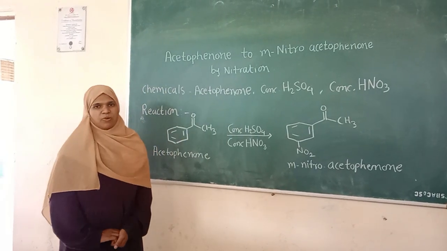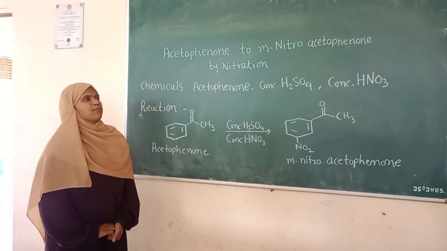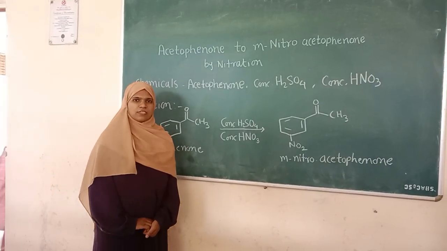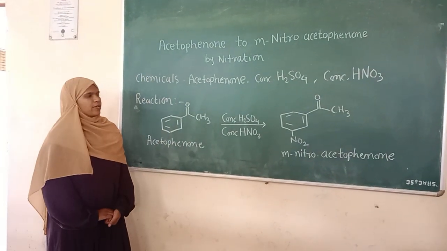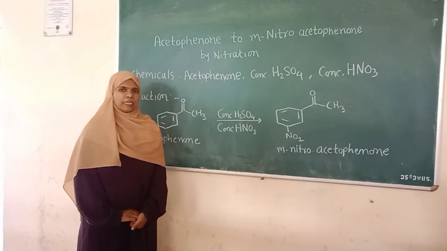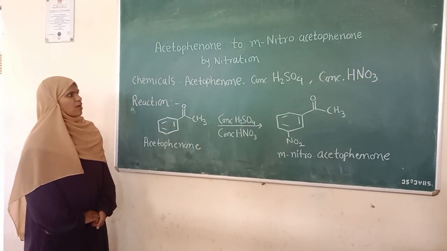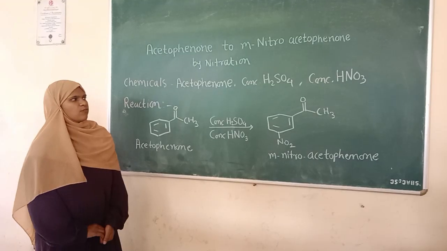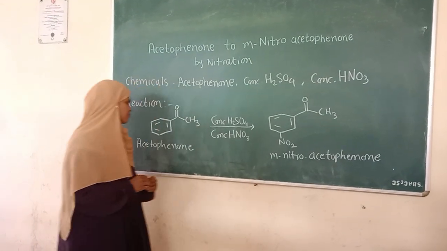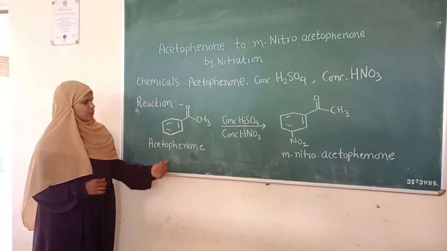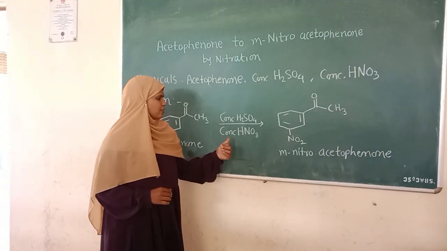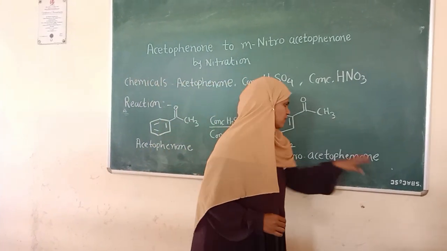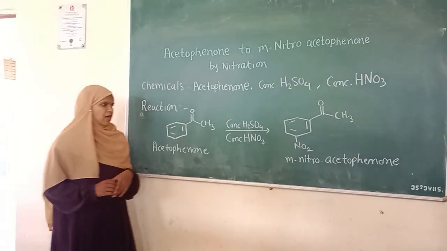Hello everyone, today we perform the practical whose aim is acetophenone to meta-nitroacetophenone by the nitration process. It is an aromatic electrophilic substitution reaction. Let's see the chemicals required for today's practical: acetophenone, concentrated H2SO4, and concentrated HNO3. The reaction is acetophenone with concentrated H2SO4 and concentrated HNO3. It gives meta-nitroacetophenone. Before that, one question will arise.